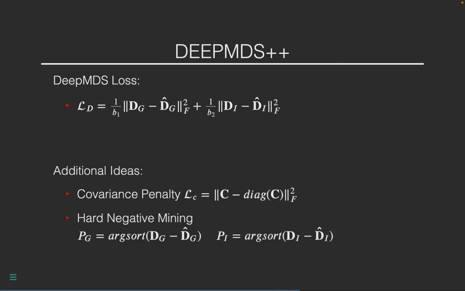In Deep MDS++, we introduce additional ideas, including a covariance loss to encourage the different dimensions to be independent of each other, and employ hard negative mining to improve the performance and convergence of the model.